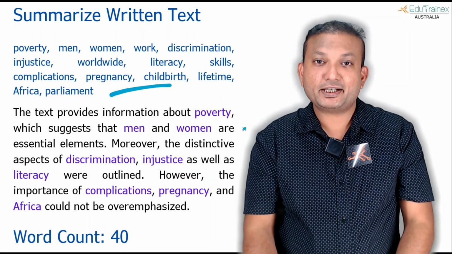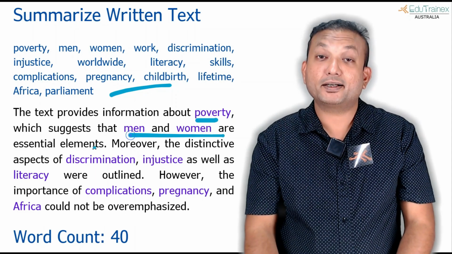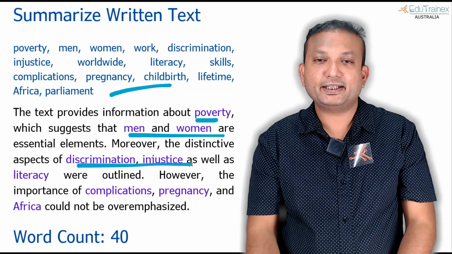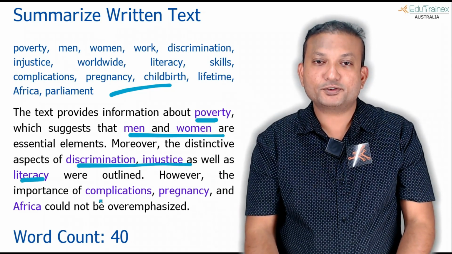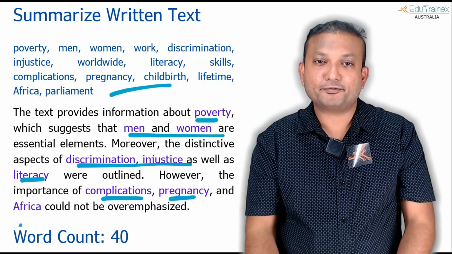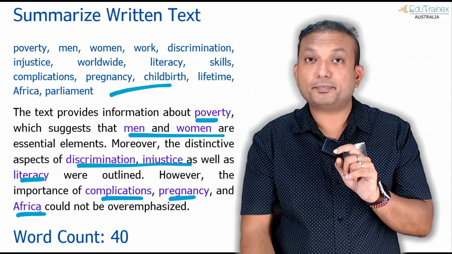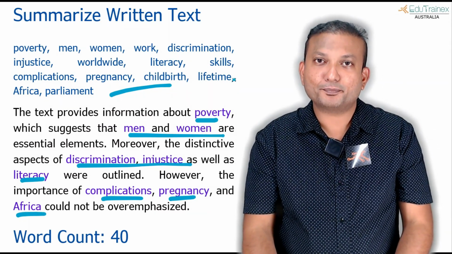So you can see I have put here: information about poverty, which suggests that men and women are essential elements. Moreover, the distinctive aspects of discrimination, injustice, as well as literacy were outlined. However, the importance of complications, pregnancy, and Africa could not be overemphasized. You see, Africa is in capital because it's a proper noun. And I have picked up important keywords from the passage, right?